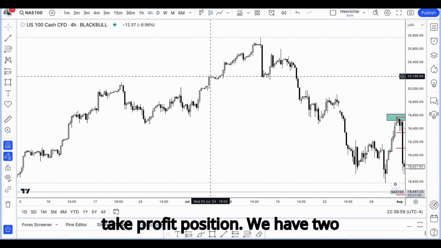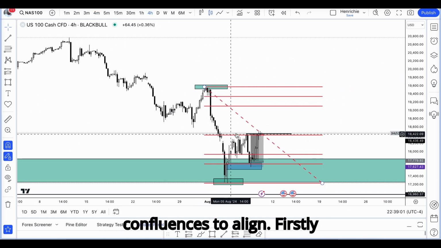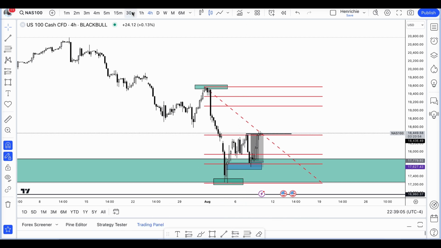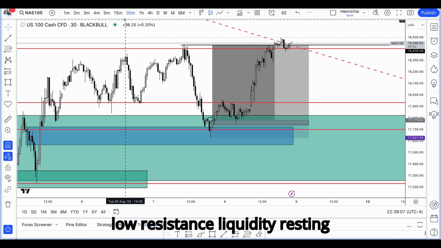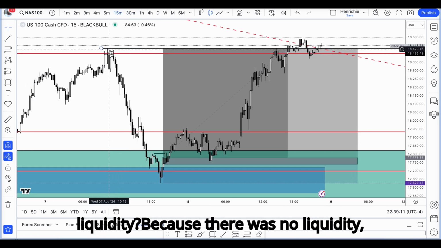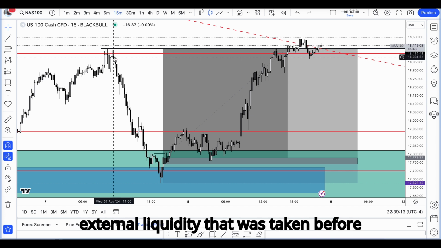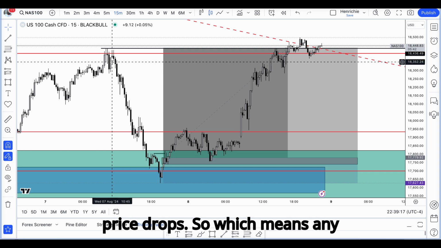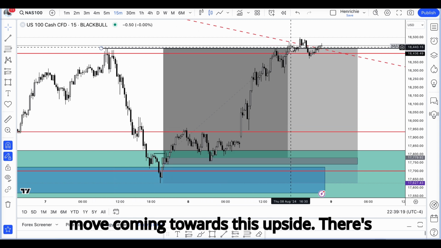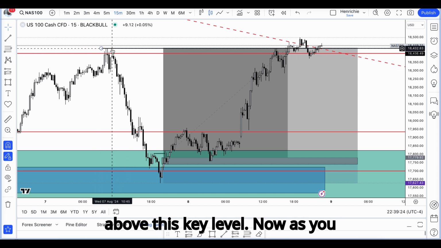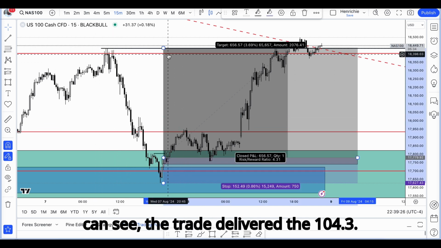Take profit position. We have two confluences to align. Firstly, equilibrium zone. Secondly, low resistance liquidity resting right here. Why is this a low resistance liquidity? Because there was no external liquidity taken before price dropped. Which means any move coming towards this upside, there's a higher chance it's going to rally above this key level. Now, as you can see, the trade delivered a 1:4.3.